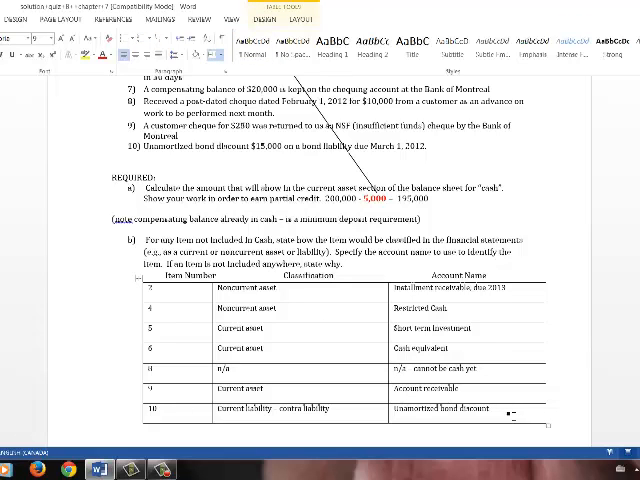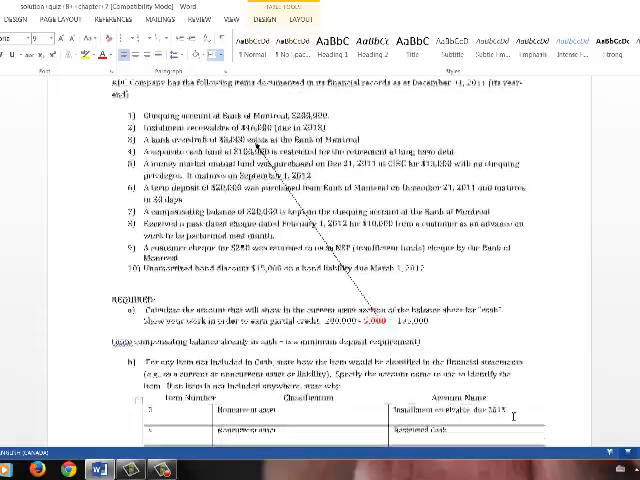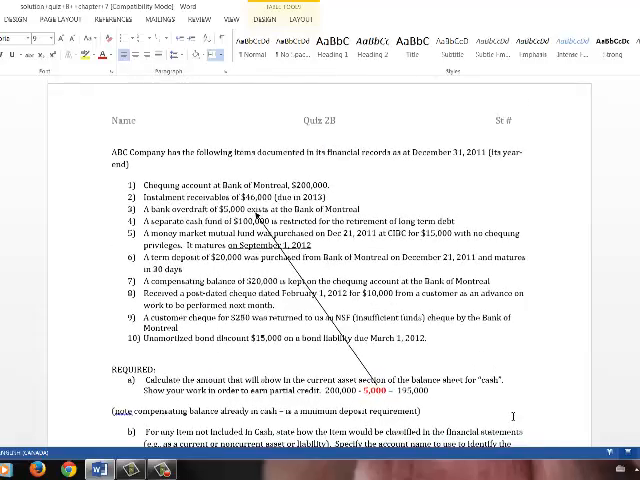So this concludes our review on our little quiz where you had to calculate the current asset balance in cash and account for any items that would not be included as part of that current asset cash balance.